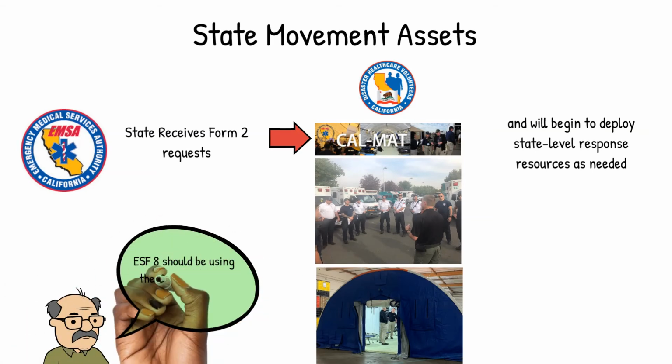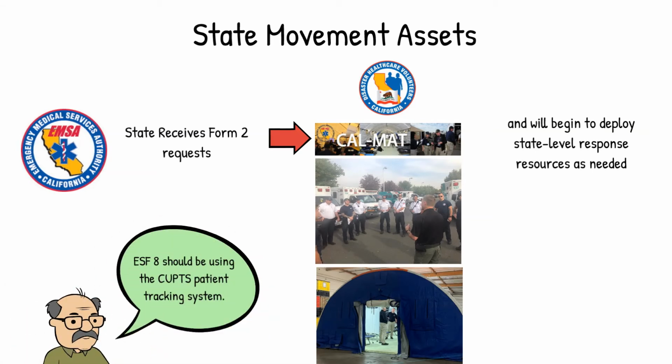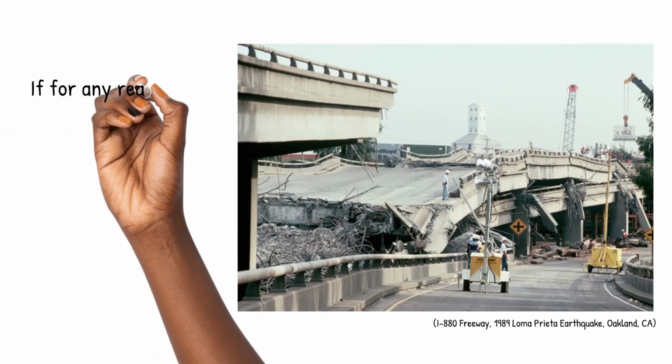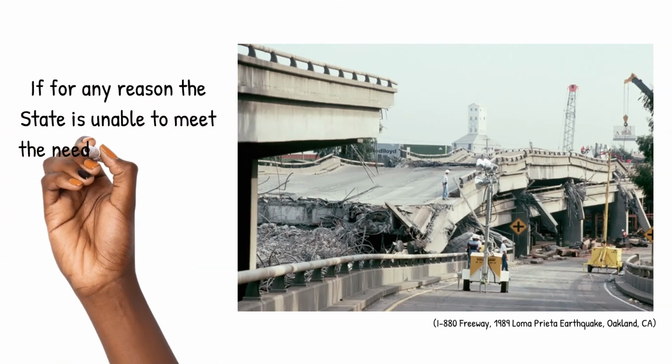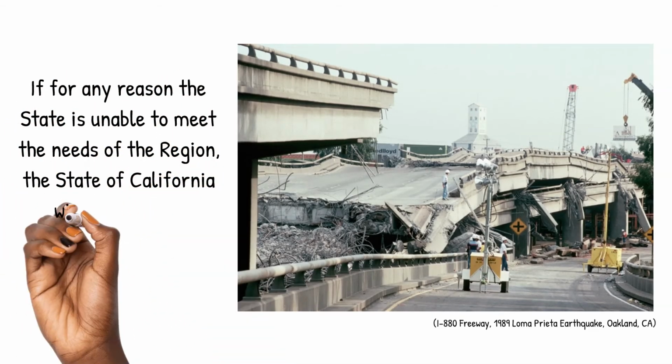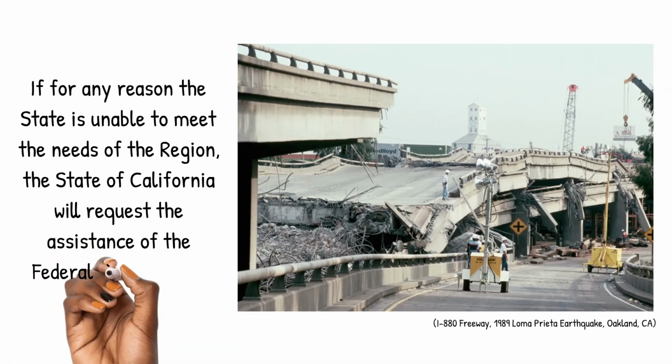Some of the resources that EMSA can bring to bear, as you can see here, are California Medical Assistance Teams. Those are patient care teams. They deploy out with a cache and tents and medical supplies. We also have our ambulance strike team program, which we can pull multiple ambulance strike teams from all over the state. If for any reason the state is unable to meet the needs of the region, the state of California will request assistance from the federal government.